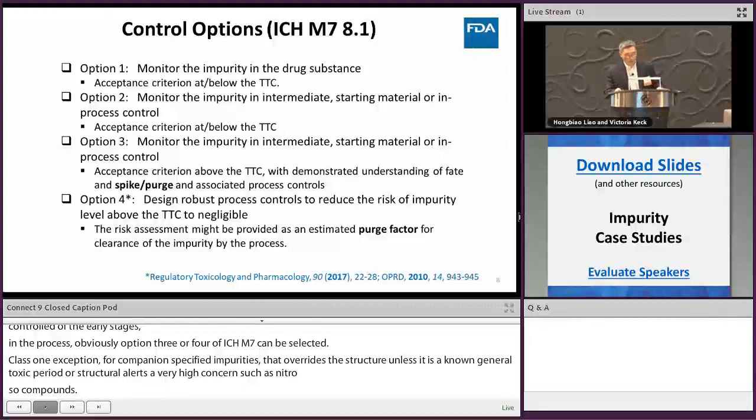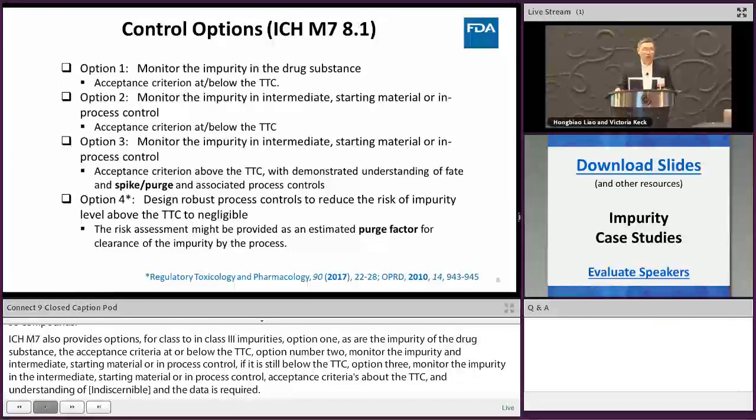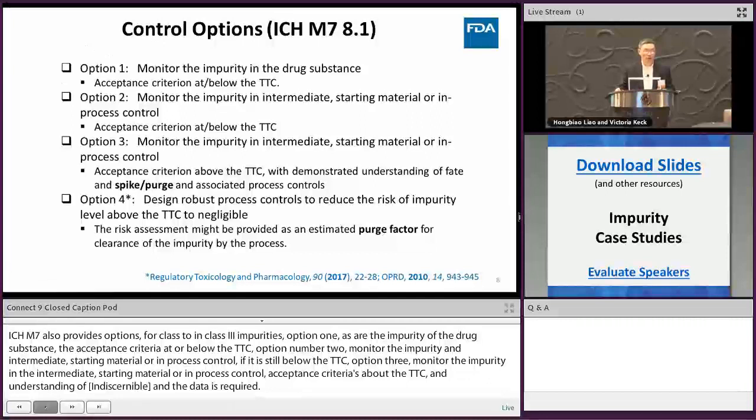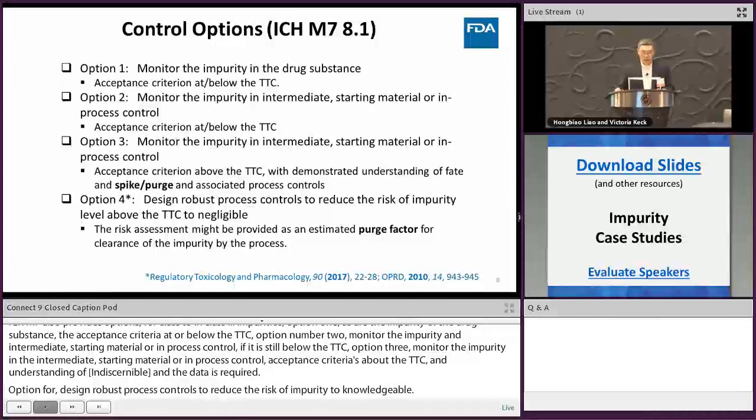Option 4, design robust process controls to reduce the risk of the impurity to negligible. The risk assessment could be submitted as purge factors for the clearance of the impurity by the manufacturing process. Option 4 is especially useful for those impurities that are extremely unstable, or for those impurities that are introduced early in the manufacturing process and can be effectively purged.